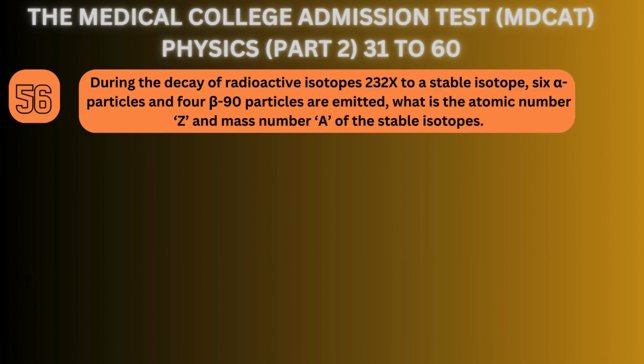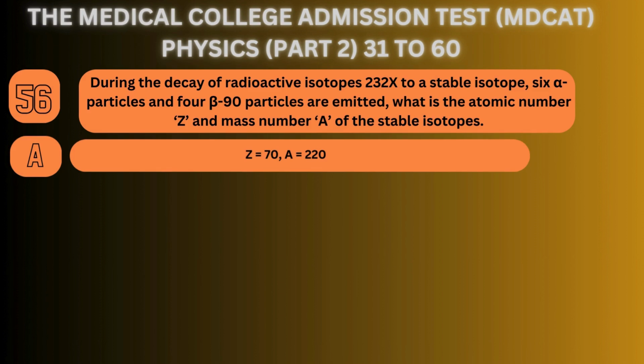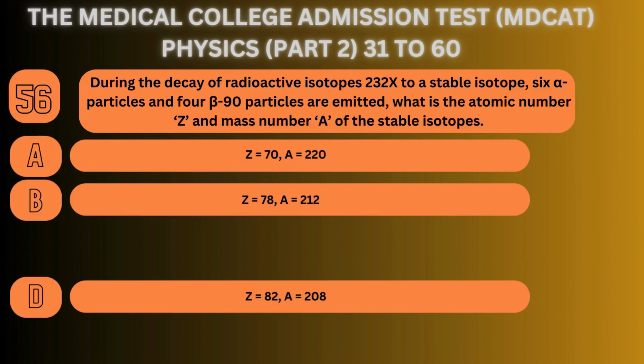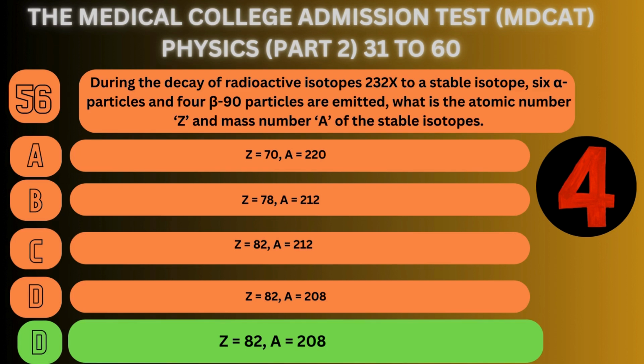Question number 56. During the decay of radioactive isotope 232X to a stable isotope, 6 alpha particles and 4 beta particles are emitted. What is the atomic number Z and mass number A of the stable isotope? Option A, Z equals 70, A equals 220. Option B, Z equals 78, A equals 212. Option C, Z equals 82, A equals 212. Option D, Z equals 82, A equals 208. 5, 4, 3, 2, 1. Correct option is D, Z equals 82, A equals 208.